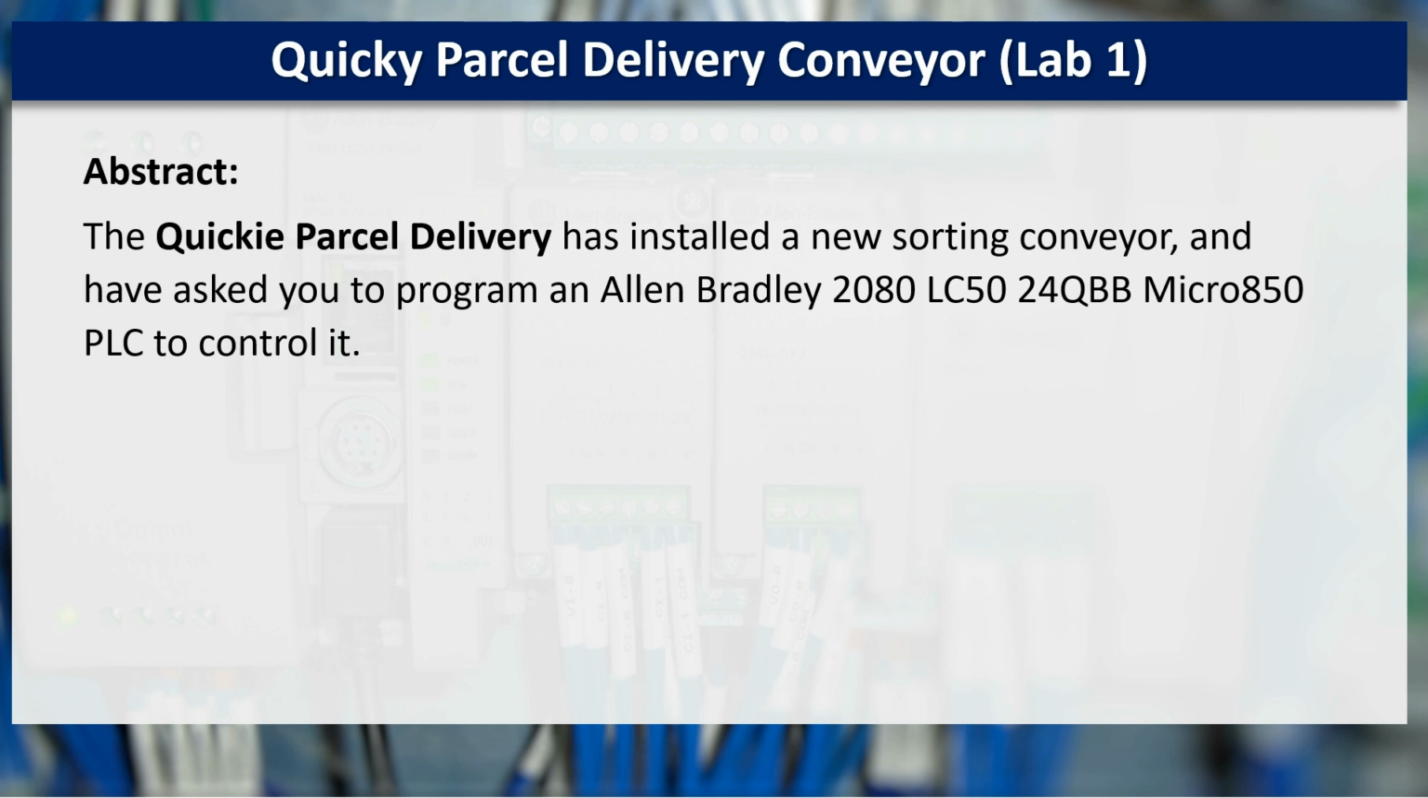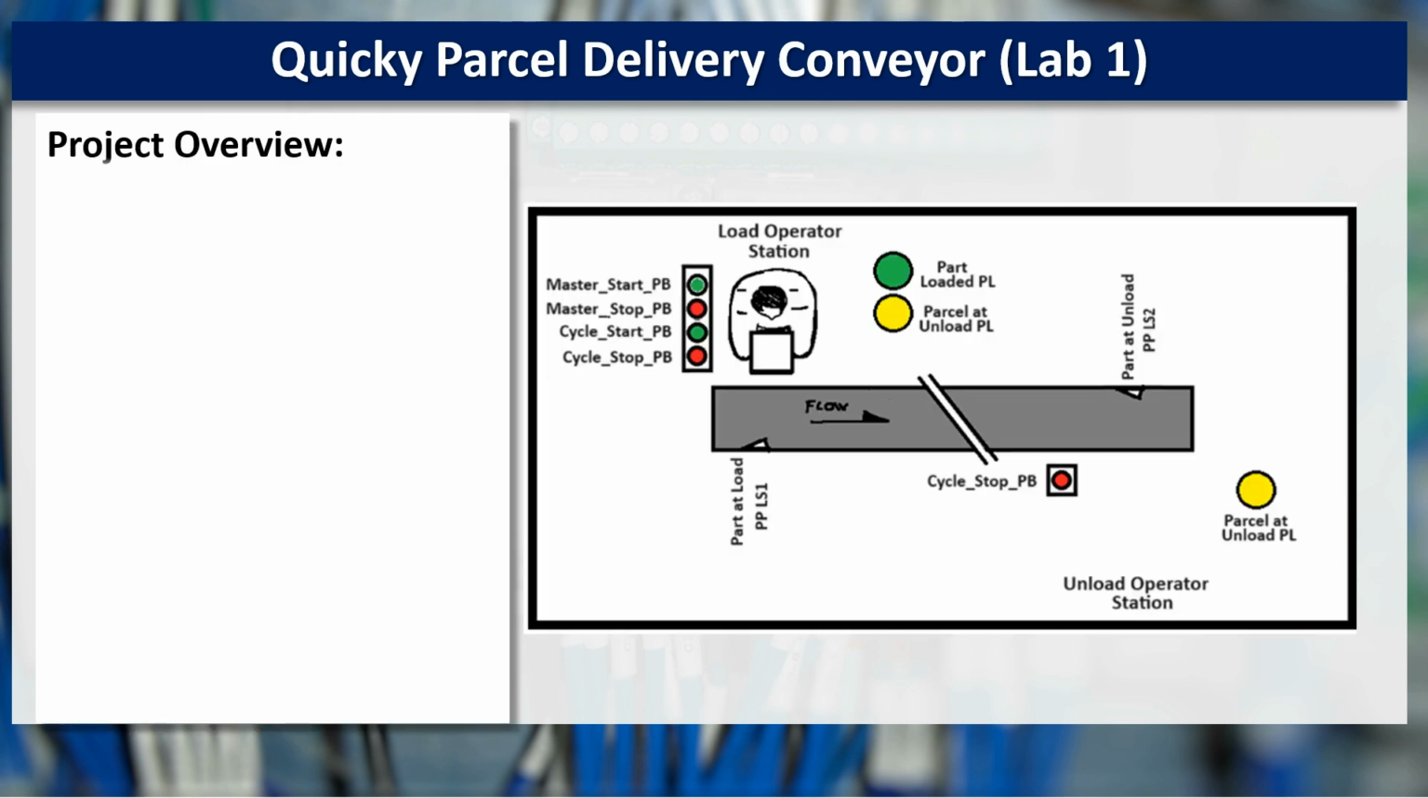Abstract. The Quicky Parcel Delivery Company has installed a new sorting conveyor and has asked you to program an Allen Bradley 2080-LC50-24QBB Micro 850 PLC to control it. This is an overhead view of the intended project.